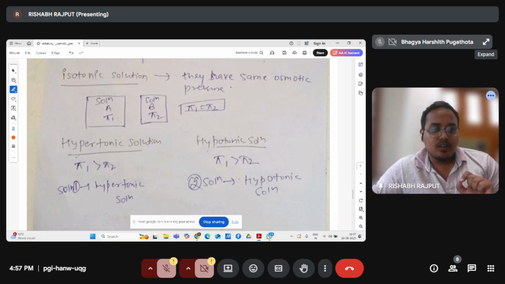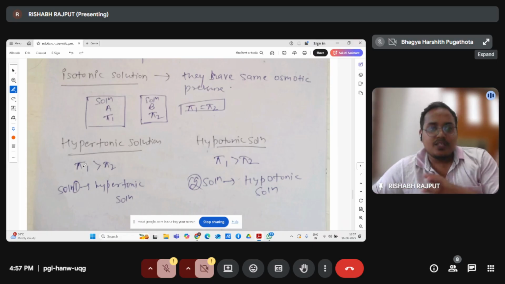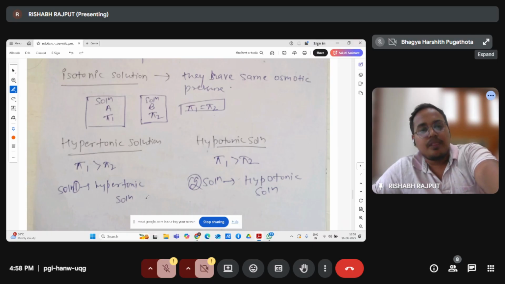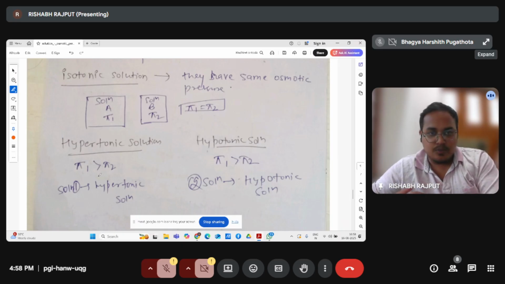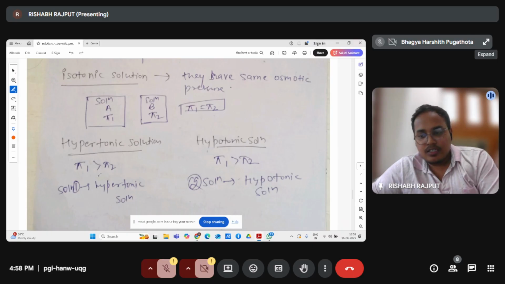If the osmotic pressure of solution 1 is greater than the osmotic pressure of solution 2, we consider solution 1 a hypertonic solution. Why? Because its osmotic pressure is higher compared to solution 2. That is why we call solution 1 hypertonic, and the one with minimum pressure compared to the other is the hypotonic solution. Okay, so you have to focus here. If one solution has higher osmotic pressure, it is hypertonic, and the solution with lower osmotic pressure we call hypotonic. Understand here?